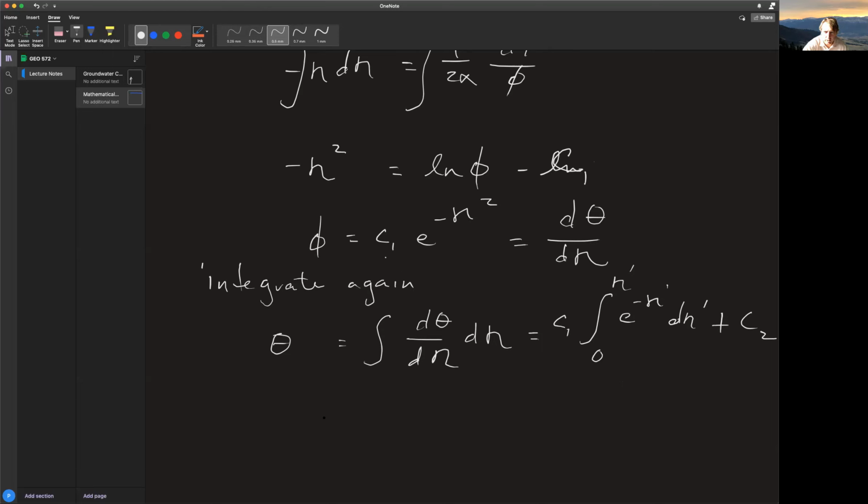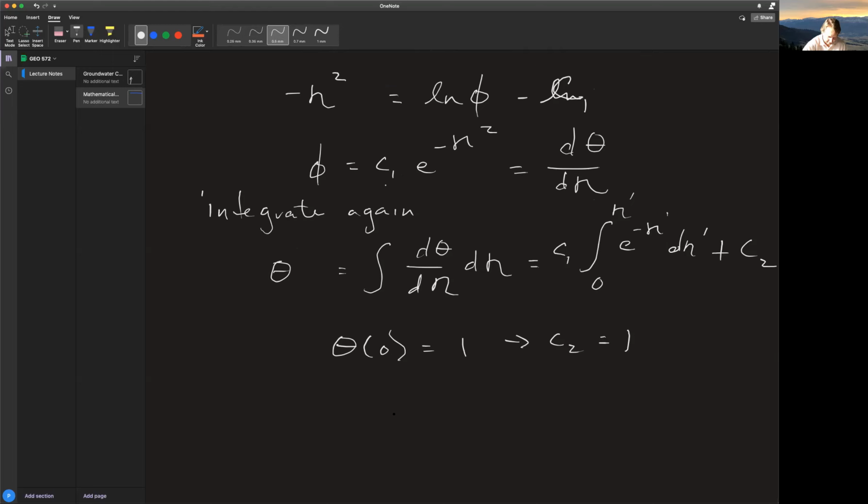Now, I know that if I apply theta of 0 is equal to 1, I'm going to do this integration, and you end up that this implies that C2 is equal to 1.